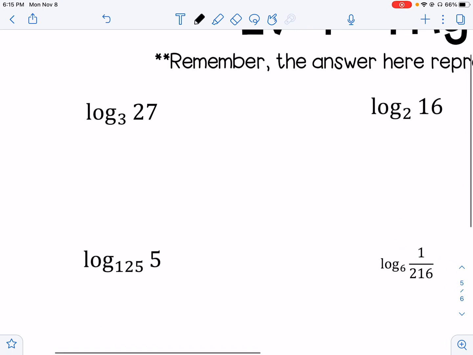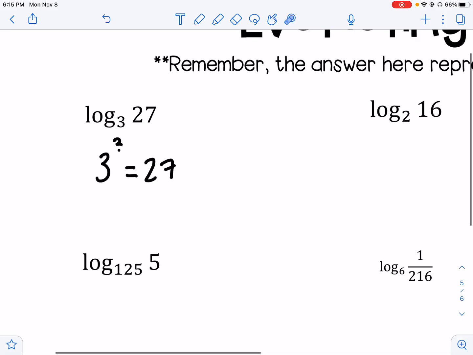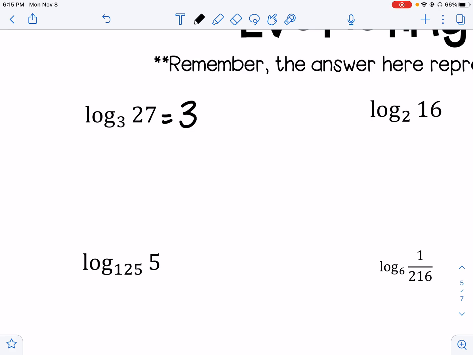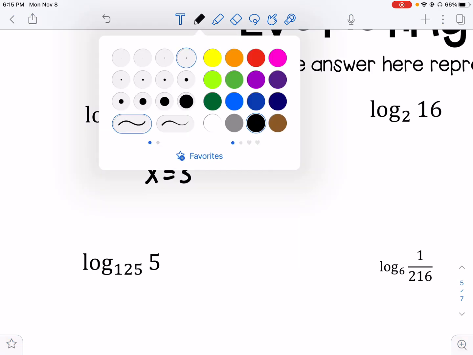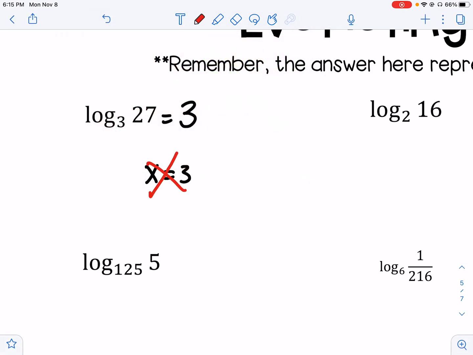So as we look at this, I'm going to say, okay, 3 to the what? Some of you might want to write this. Please do not use x here, but if you want to use a question mark to help you, we're going to say 3 to the what is 27. This is what we're really trying to figure out. Well, 3 to the third is 27. So this just equals 3. Notice I did not say x equals 3. There's no x in my original, so I'm not going to put an x in my final answer. We're simply going to evaluate.